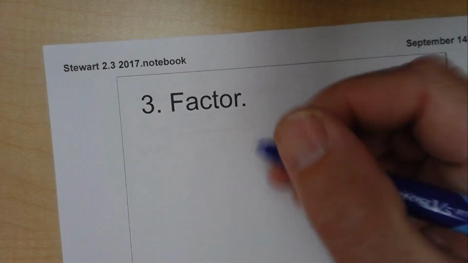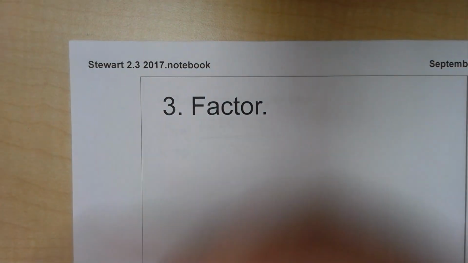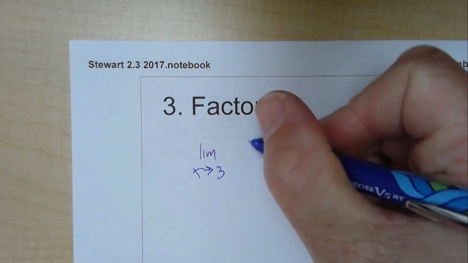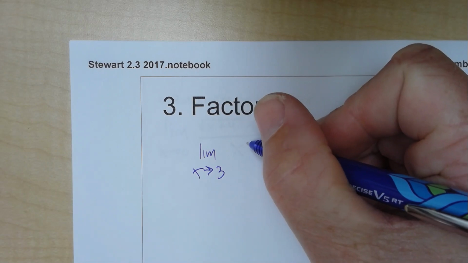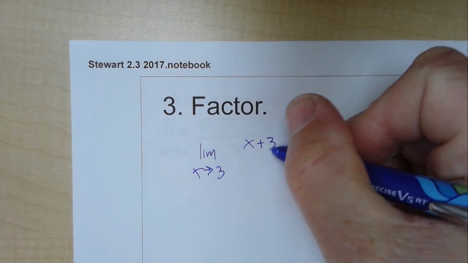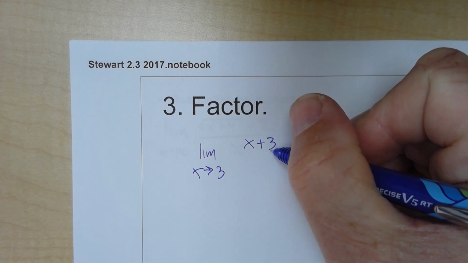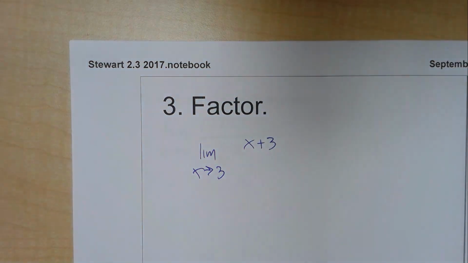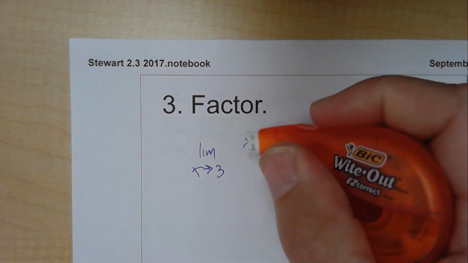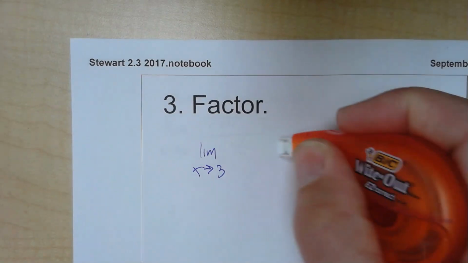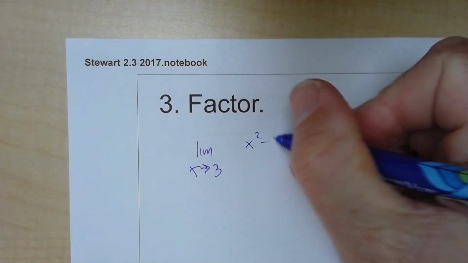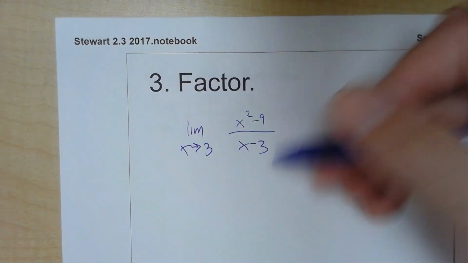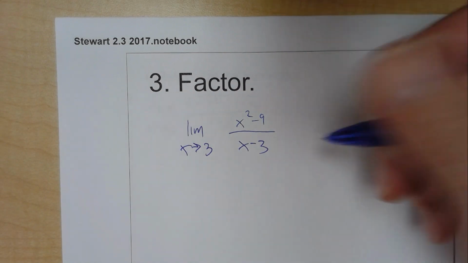Factor. So we saw this one the other day. We saw the limit as x goes to 3 of x squared minus 9 over x minus 3. So when you plug 3 in, you get 0 over 0. But you can get an answer to this because you factor.